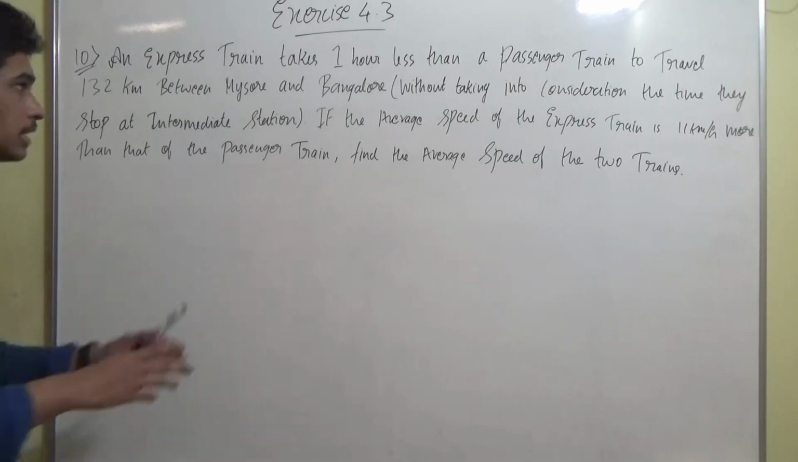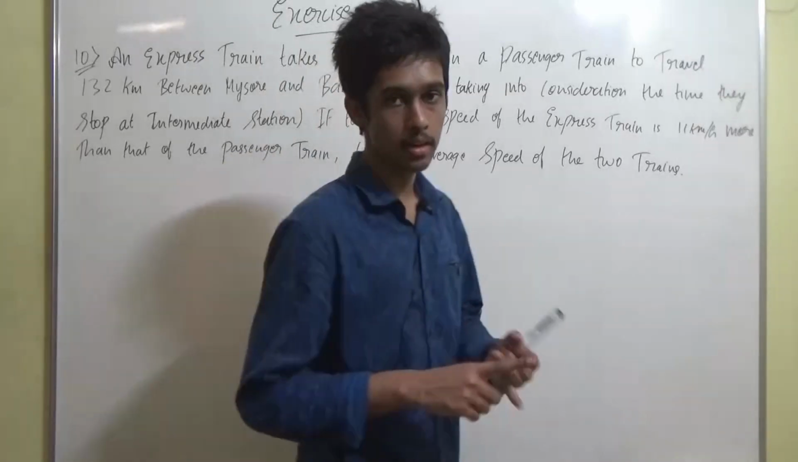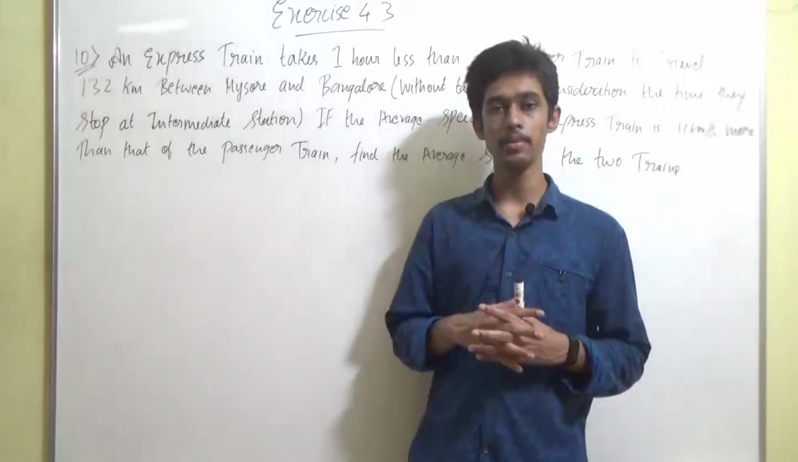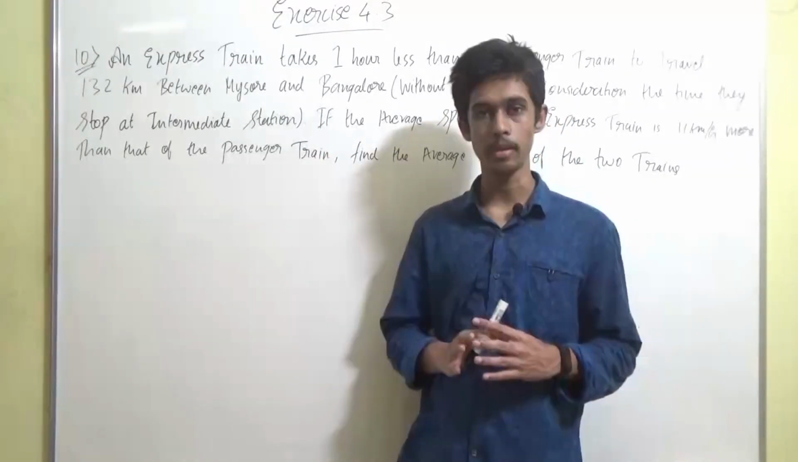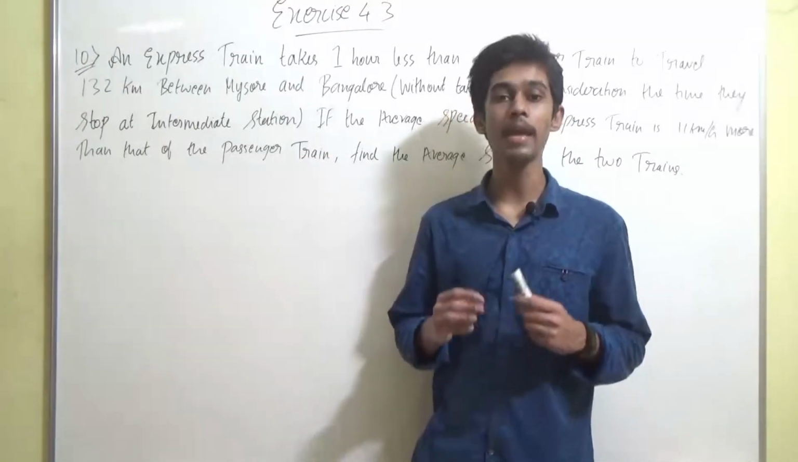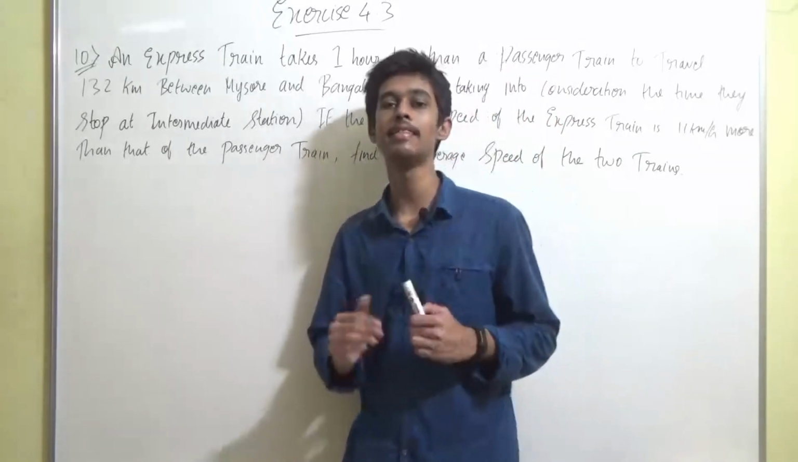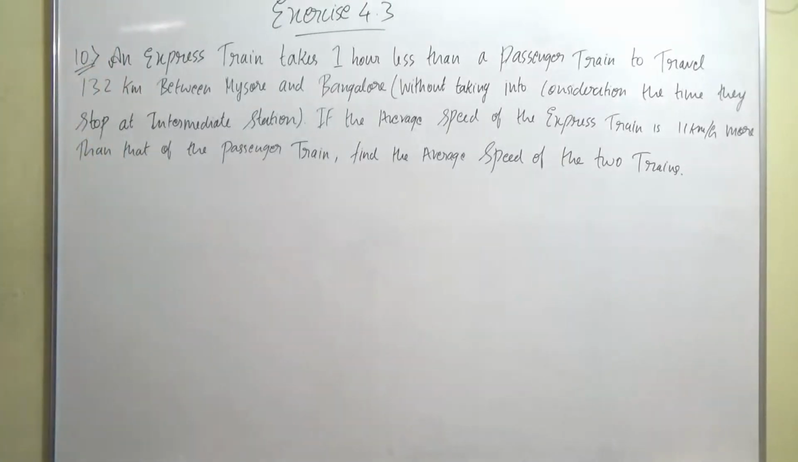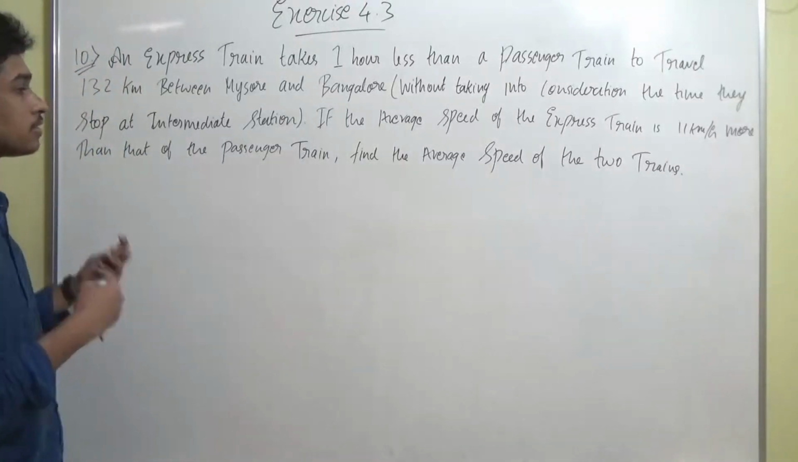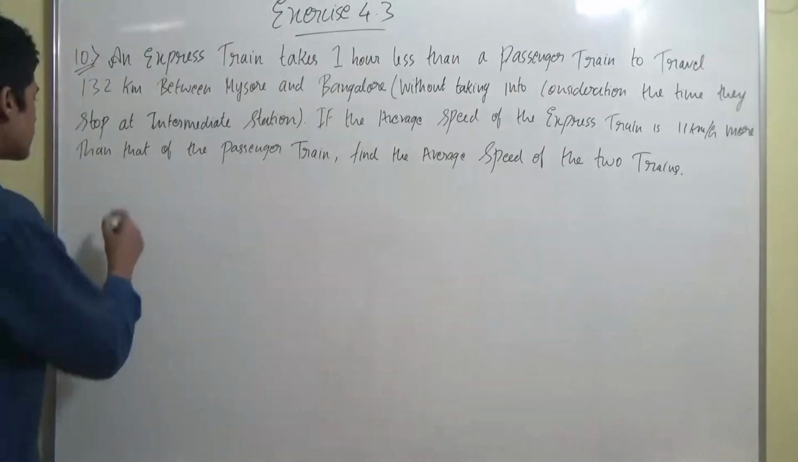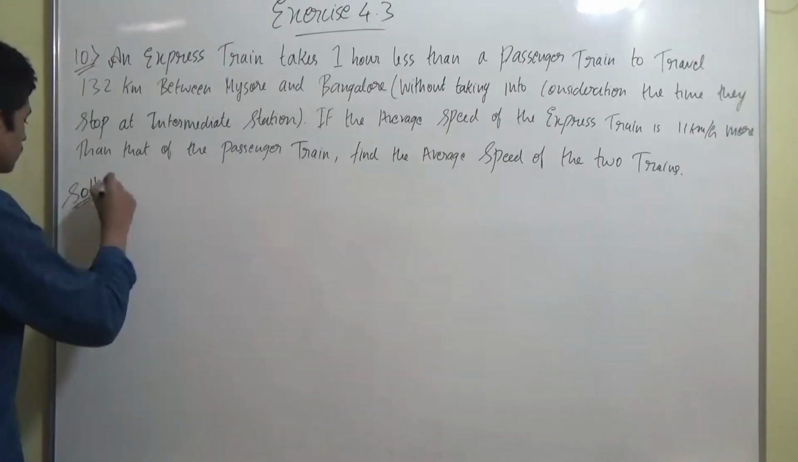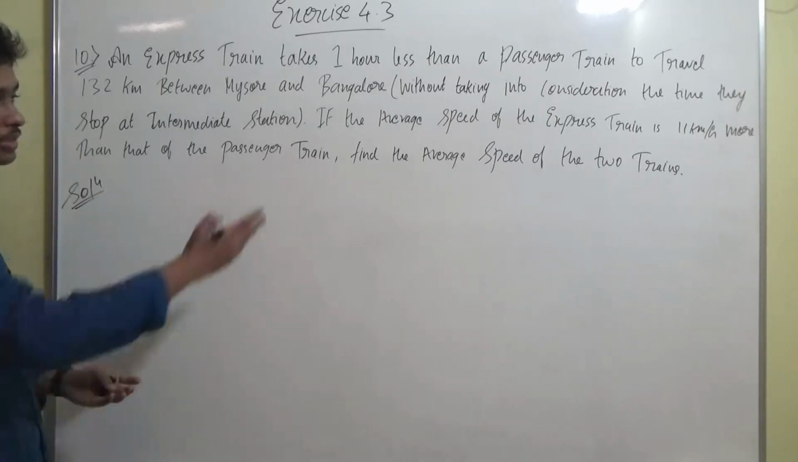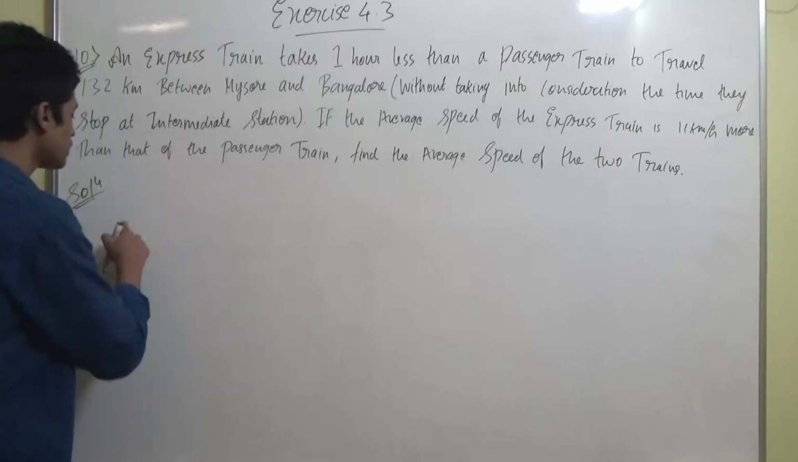Okay guys, there are 2 trains, one is a passenger train and one is an express train, and they're saying they travel between Mysore and Bangalore, which is 132 kilometers, and the time taken by the express train is 1 hour less than the time taken by the passenger train. Now they are asking us to find the speed of both the trains. Getting it, guys? So the first step is to assume the speed, because they have asked for the speed itself. So let's start assuming the speed.